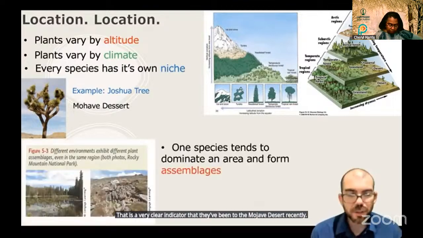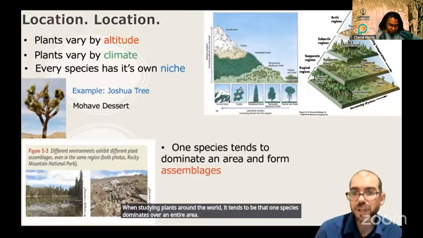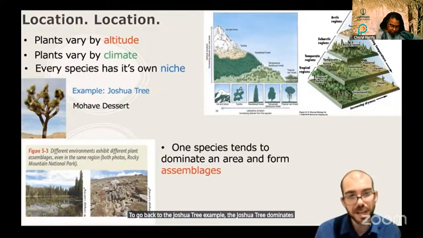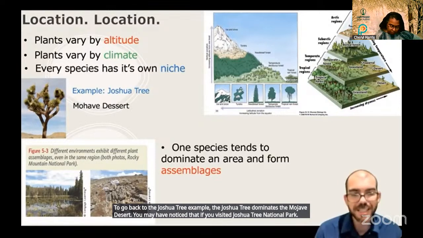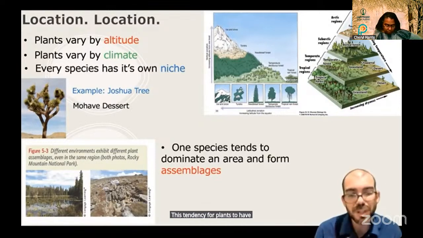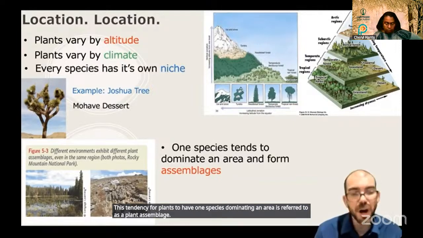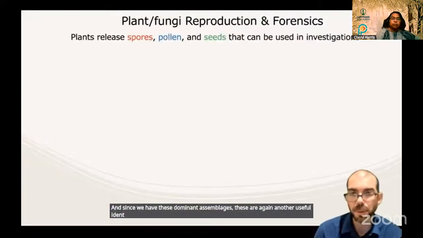When studying plants around the world, it tends to be that one species dominates over an entire area. To go back to the Joshua tree example, the Joshua tree dominates the Mojave Desert. You may have noticed that if you visited Joshua Tree National Park. This tendency for plants to have one species dominating an area is referred to as a plant assemblage. And since we have these dominant assemblages, these are again another useful identification tool.